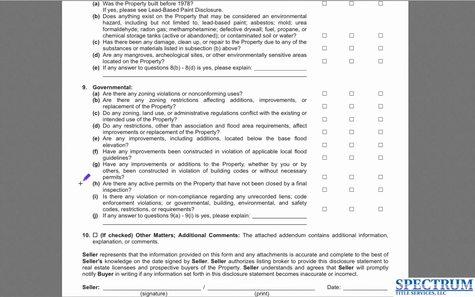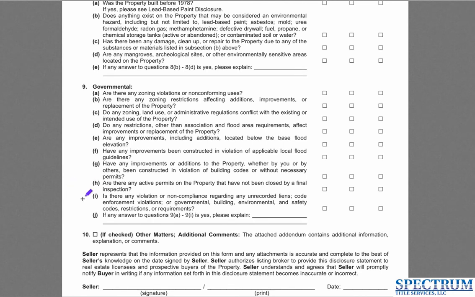H, are there any active permits that have not been closed by final inspection? Are there any violations, non-compliance, unrecorded liens? Most code violations, county and city liens, those will come up on our title search. There's really no reason for a seller not to be aware of them. These things get mailed to the mailing address that the appraiser has. They get mailed to the property, so there's plenty of notice that's given for code violations.